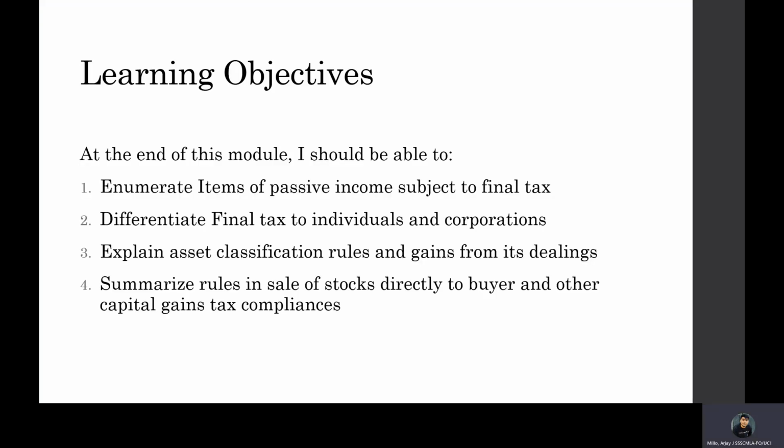Before I start, here are our learning objectives for today. First, to enumerate the items of passive income subject to final tax, and to differentiate the final tax to individuals and corporations. Third one is to explain the asset classification rules and gain from its dealings, and to summarize rules and sales of tax directly to buyer and other capital gains tax compliances.